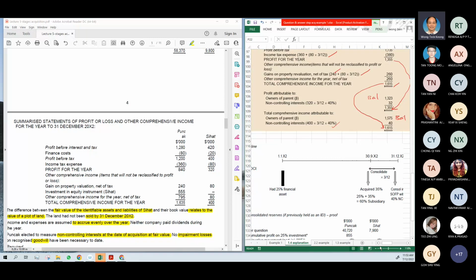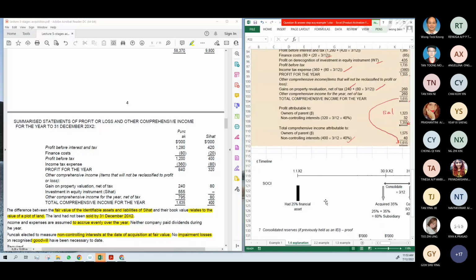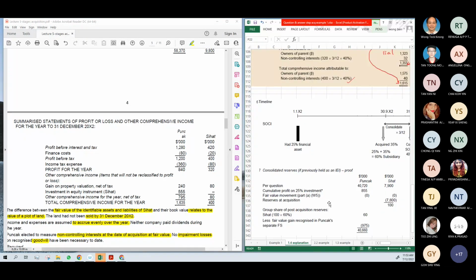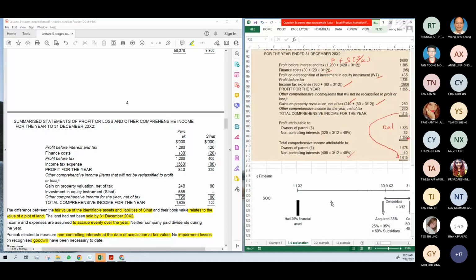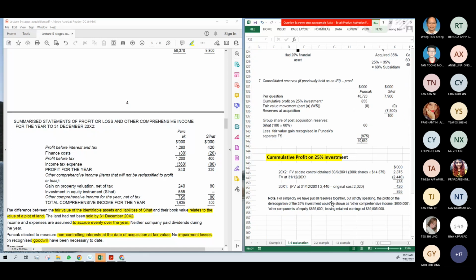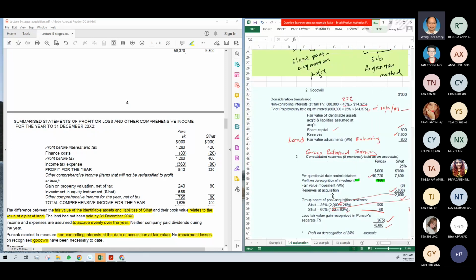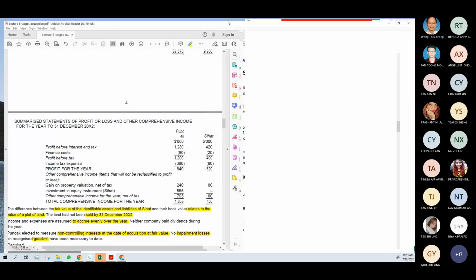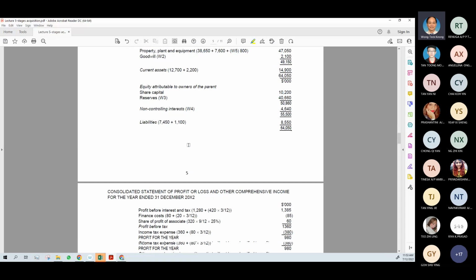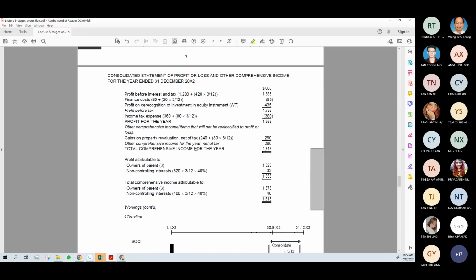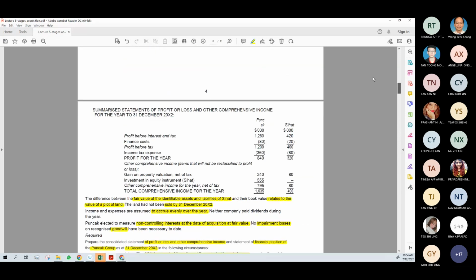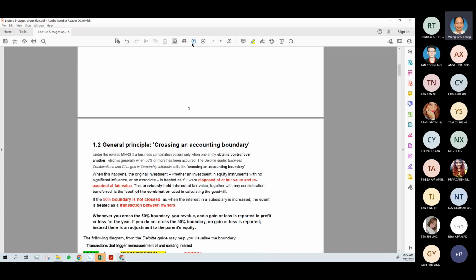So let me show you the working. So any other questions? Don't worry, it won't be so complicated in the exam. So this here will give you the full working solution. Let me see if I missed out anything.